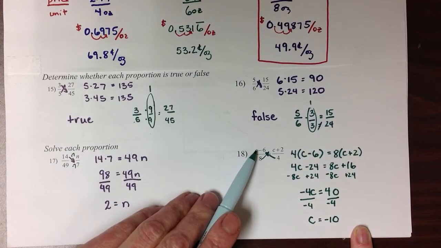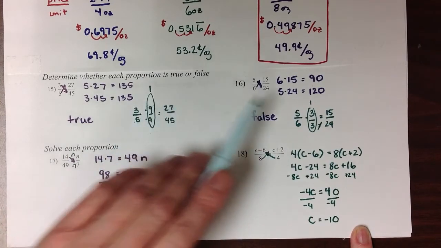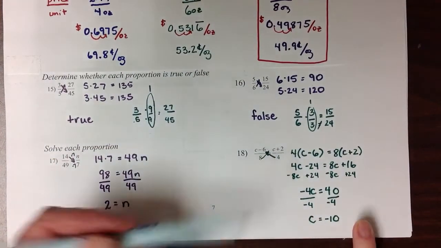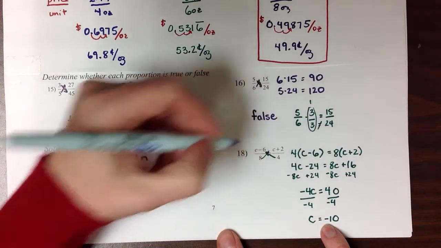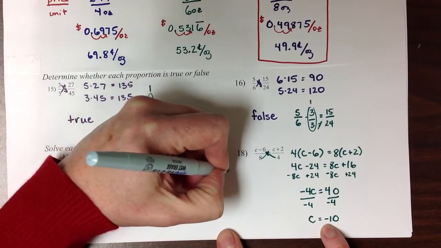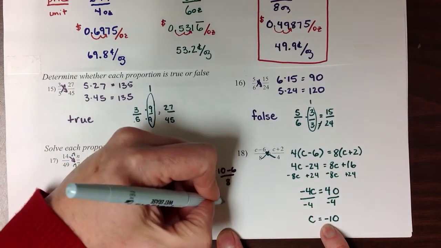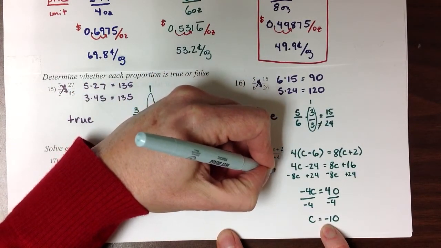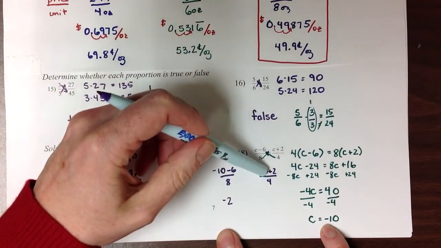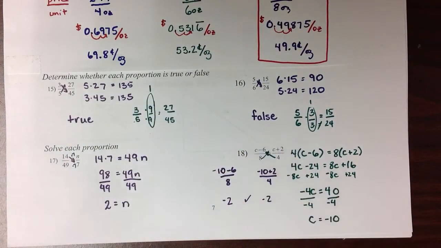Now, guessing that negative 10 was the number that needed to go in there to make this an equal proportion, using what we used to know about fractions, would have been pretty tricky. So let's make sure that this answer actually works. When I replace the c's with negative 10, negative 10 minus 6 over 8 becomes negative 16 over 8, which is negative 2. And negative 10 plus 2 over 4 becomes negative 8 over 4, which is also negative 2. So it looks like negative 10 is our value that works for c.